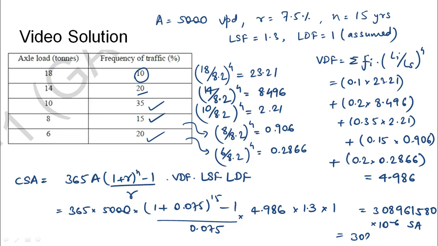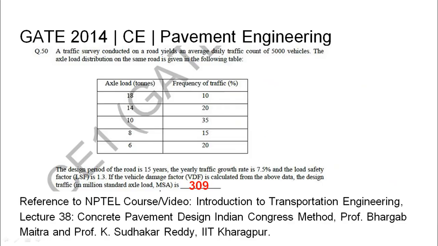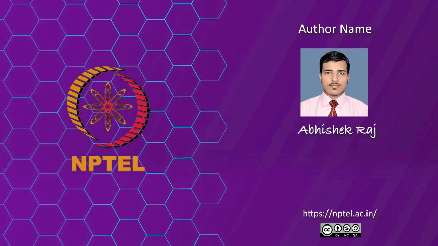So this would turn out to be 308.961 million standard axle, which can be rounded off to 309. So the design traffic in million standard axles is 309. The relevant NPTEL reference has been listed.